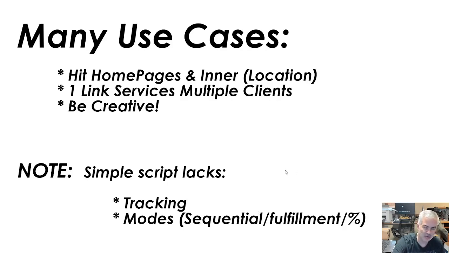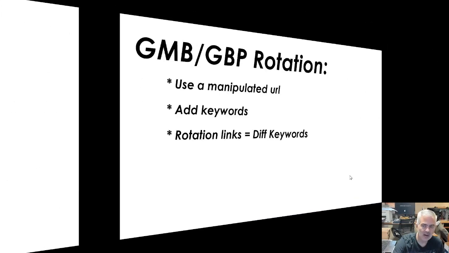Sequential allows you to put in a big list, and it'll go through them one at a time. With random, maybe it won't hit on certain ones, and the ones that you want to hit on in the beginning won't hit. Fulfillment is, this person's going to get 50, this person's going to get 50, and this person's going to get 20. And percentage is similar, in that it hits on a percentage basis.